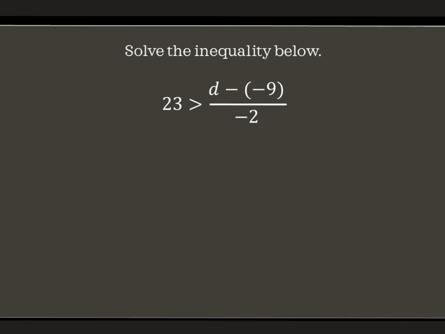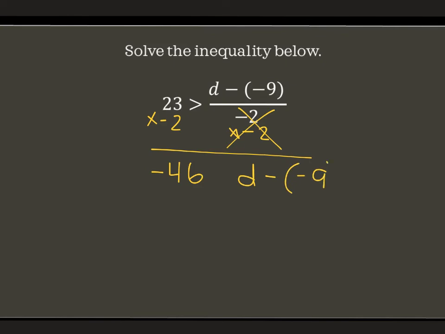Next one, treat it just like a two-step equation. We got to get rid of that -2 first. So I need to multiply by -2 on both sides. So when I do this, 23 times -2 would be -46. And then on the right-hand side, that -2 is now gone. So we can bring down our d minus -9. Now our sign needs to flip since we multiplied by a negative number. So be careful on that.